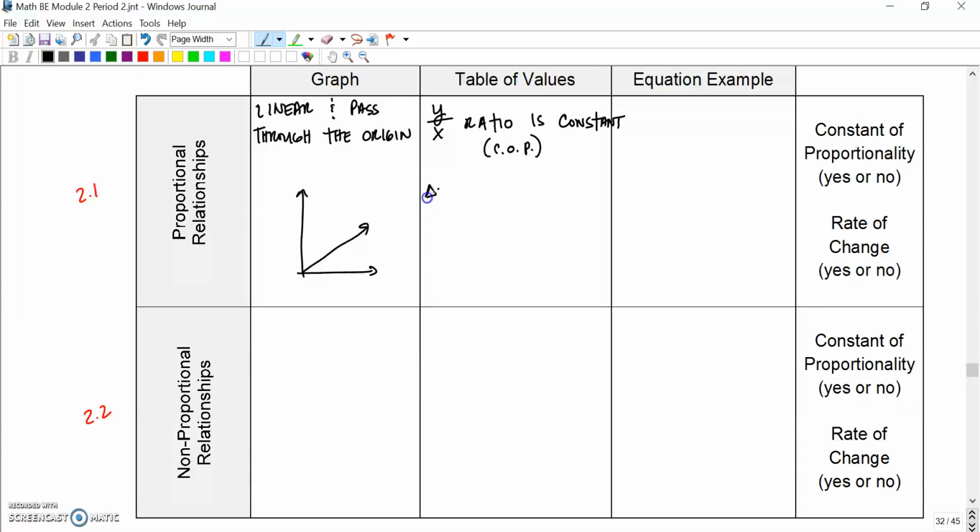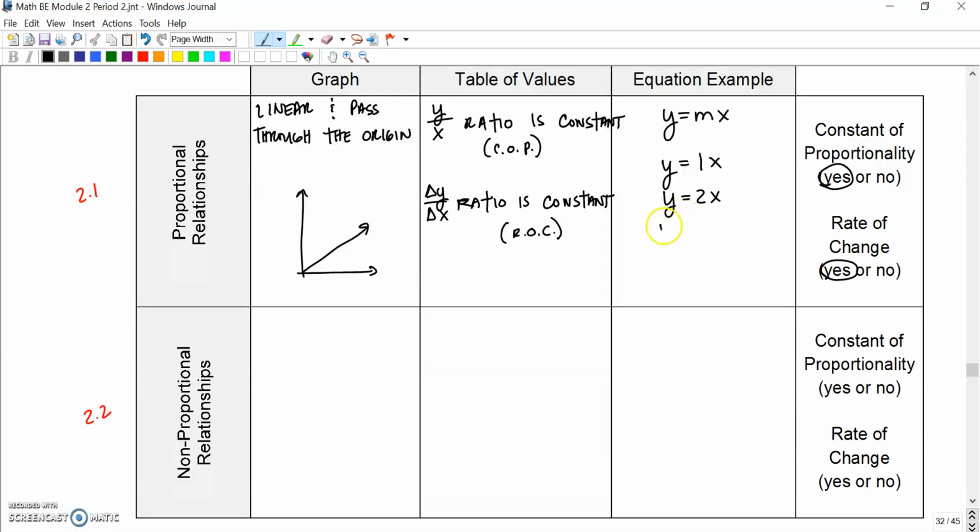And also in a table of a proportional relationship, change in y over change in x ratio is constant. And that gave us our ROC. So in fact, in a proportional relationship, there is a COP and there is an ROC, and in fact, they are equal. Equations for proportional relationships always came in the form y equals mx. So like this, y equals 1x, y equals 2x, y equals 3x, or y equals maybe 1/2x.